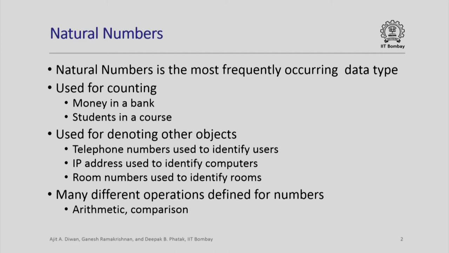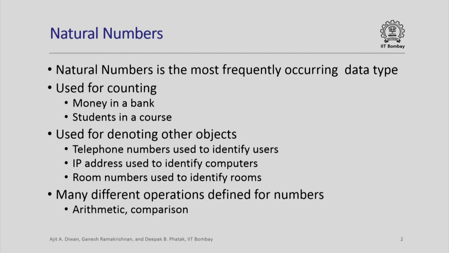So typically used for counting how much money you have in the bank, how many students are there in a course. So a number denotes the amount of a certain quantity there. And similarly, it's also used for denoting many other objects. So we use telephone numbers for identifying users, similarly IP addresses for identifying computers, room numbers to identify rooms. So these are numbers used to identify objects, and operations on numbers depend on what they are being used for.